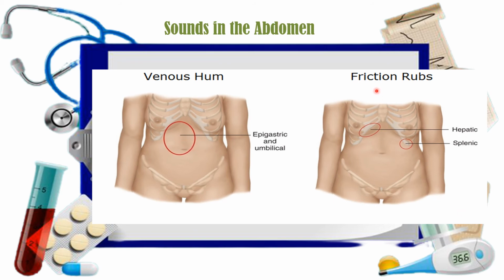Another one is friction rubs. Again, this is rare. It is a grating sound with respiratory variation. This could indicate inflammation of the peritoneal surface of an organ, as in liver cancer, gonococcal perihepatitis, or recent liver biopsy, and so on.